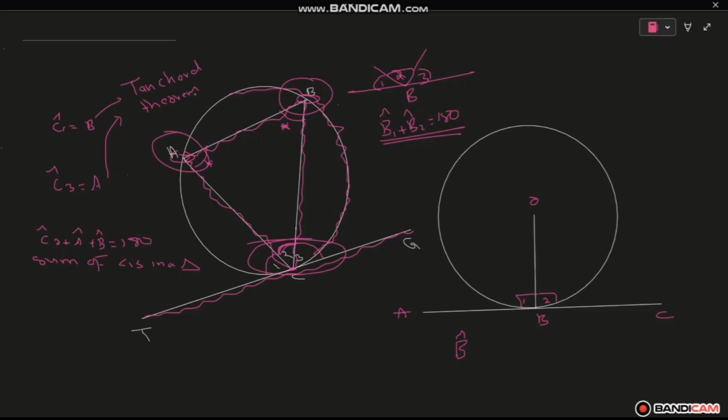The reason we say B1 equals 90 is that the tangent here is perpendicular to the radius OB. It's perpendicular to the radius. Also, B2 equals 90, the same reason. I hope we are understanding.